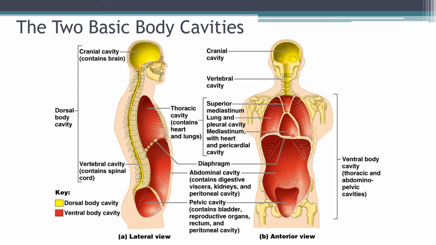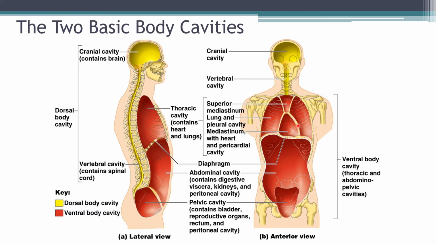Right? Hence the name pericardium. So kind of think about it like this. The thoracic cavity is one big box. That box has three boxes inside of it: the two pleural boxes and the mediastinum.